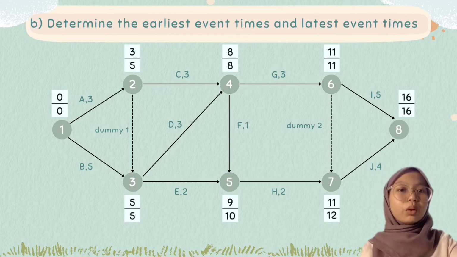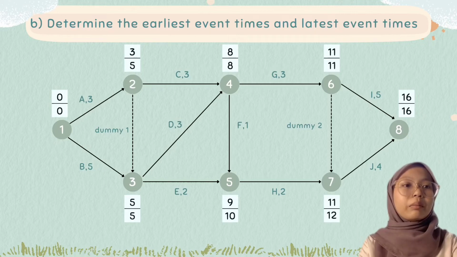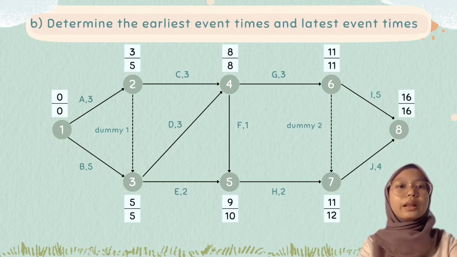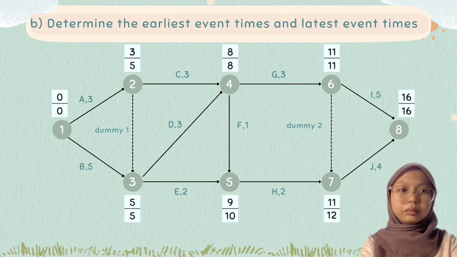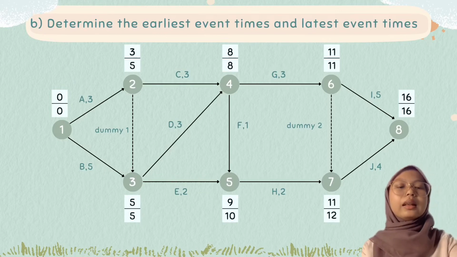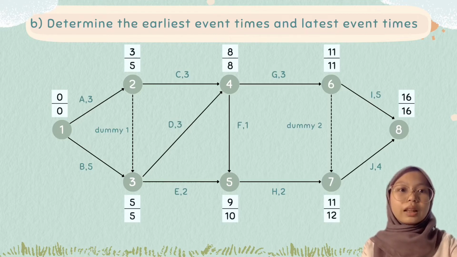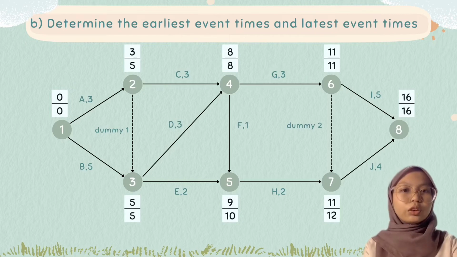When there is more than one activity leading to an event, choose the largest value among the alternatives to determine the EET. The value of the dummy here is 0, so we need to determine the EET for node 3. EET node 2 plus dummy, which is 3 plus 0 equals 3, and EET node 1 plus duration of activity B, which is 0 plus 5 equals 5. So we take 5 as the largest number for node 3.